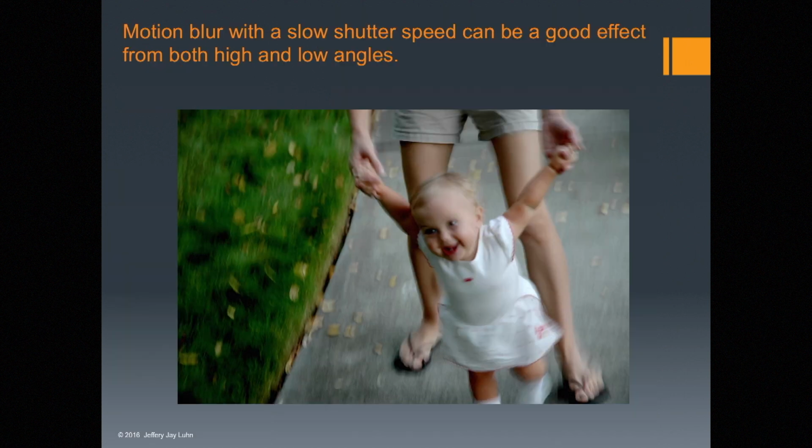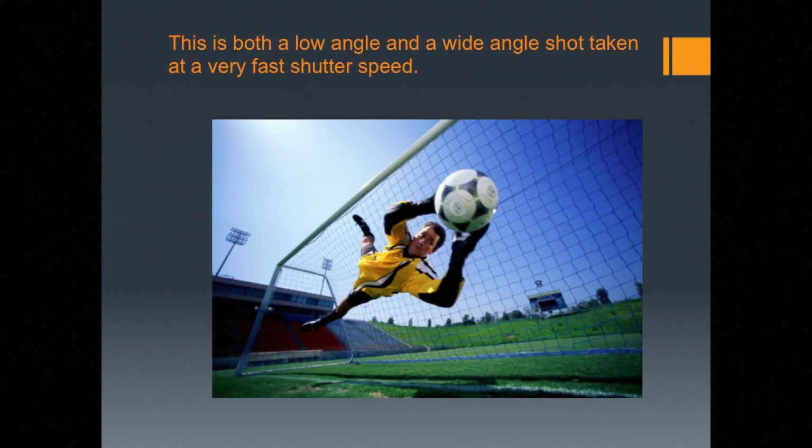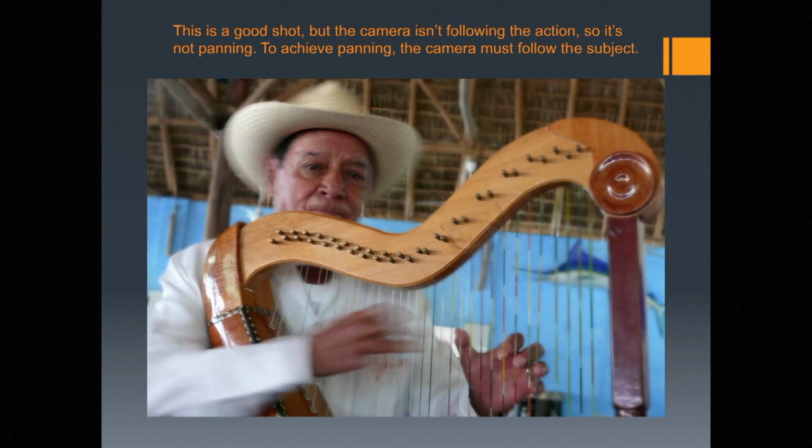Motion blur with a slow shutter speed can be a good effect from both high and low angles. And many great sports shots are taken from low angles. Here's one where it's a blurred action, and here's one with a very fast shutter speed at a low angle. This is a good shot, but the camera isn't following the action, so it's not panning. To achieve panning, the camera needs to follow the subject.